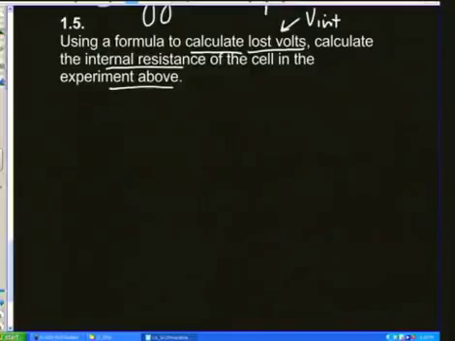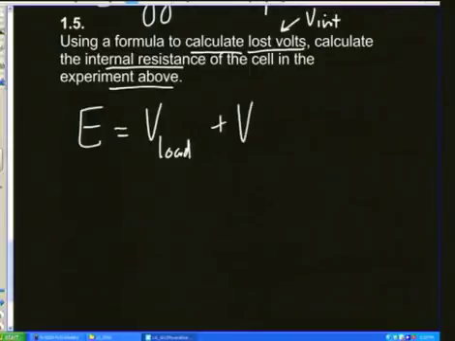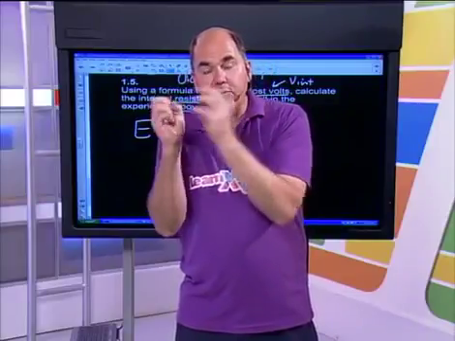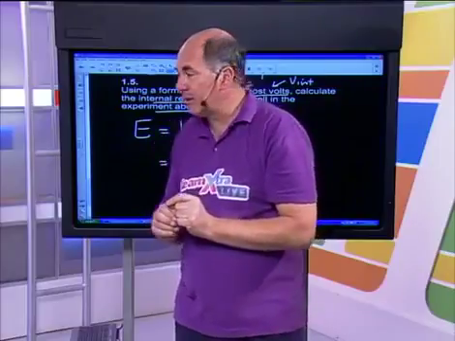So there are two things that we need to know. First of all, the equation is E equals V load plus V internal. Then we can break that apart and say V internal is I times R, where the capital R is the external resistance, and the I is still the same because it's in series, times the little r. What we've got to do is find the IR part, and we've got to find the r part. So there are two parts to this particular question.